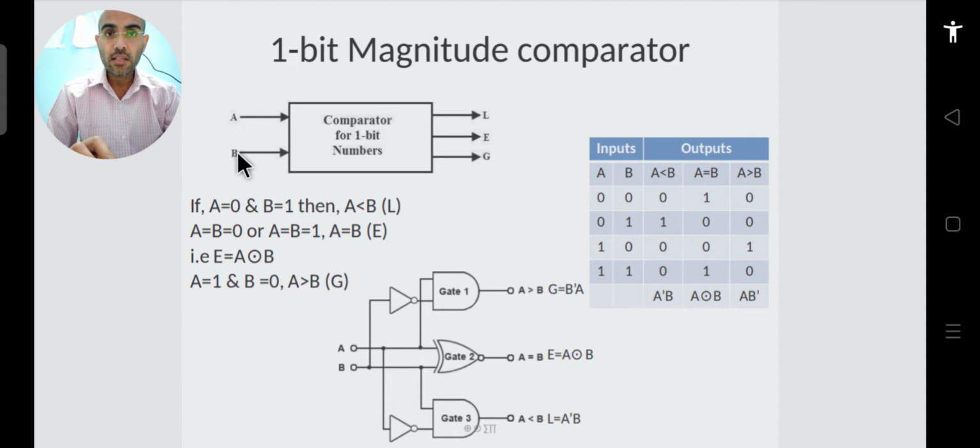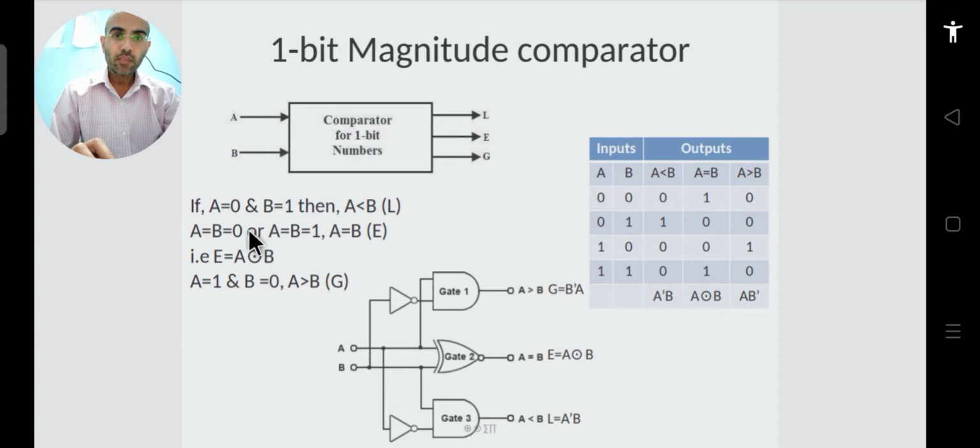If A is less than B, then L, if you put an LED over these 3 outputs, that LED will glow. If both of them are equal, then this LED will glow. If A is greater than B, then this one will glow. So we are writing these outputs with A compared with B.